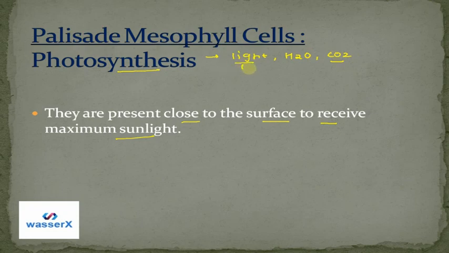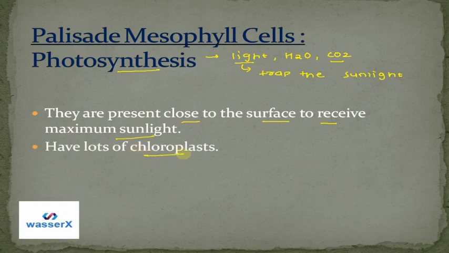Now, there must be something that would trap the sunlight in the leaf cell, because we know that chlorophyll is present in the leaf cell which will trap the light. So these cells are present close to the surface to receive maximum sunlight. They have lots of chloroplasts. We already saw that chloroplasts absorb the light, that is sunlight specifically. So all the chloroplasts will absorb the sunlight, and due to this they will help in the process of photosynthesis.